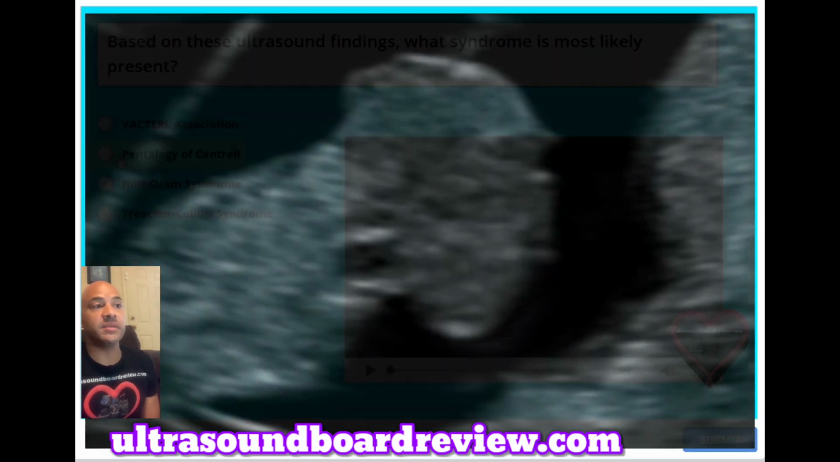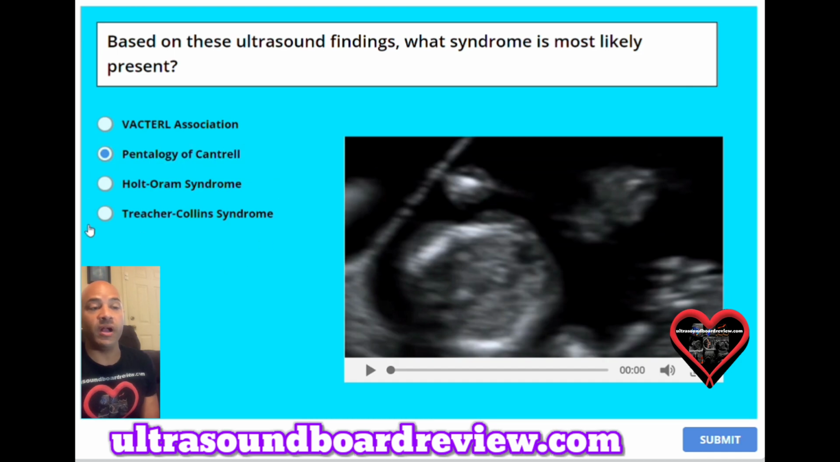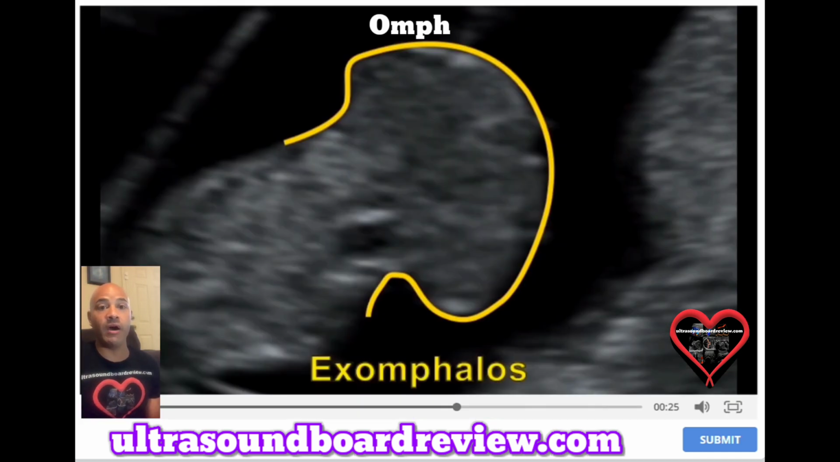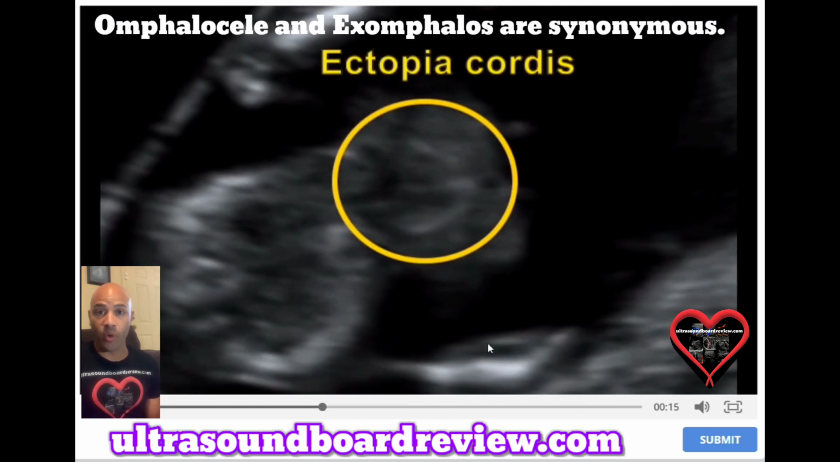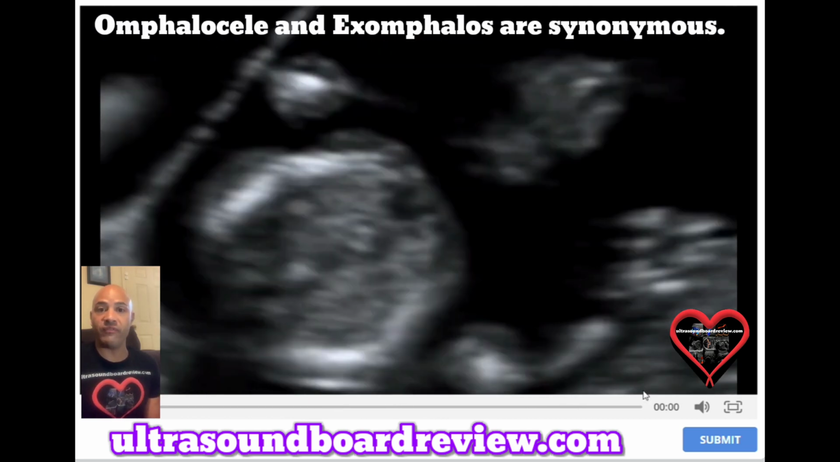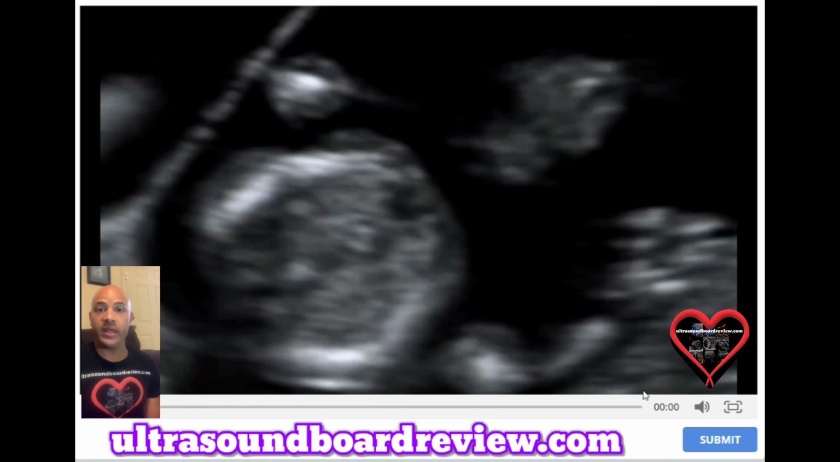The answer is B, Pentology of Cantrell. Two things in this ultrasound are indicative of Pentology of Cantrell. The first being omphalocele. The second is ectopic cordis. Those are the two main sonographic findings that you look for in someone who has Pentology of Cantrell.